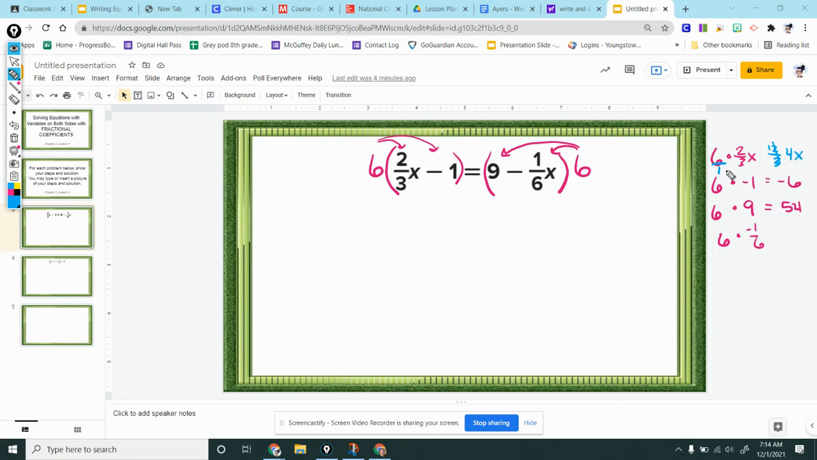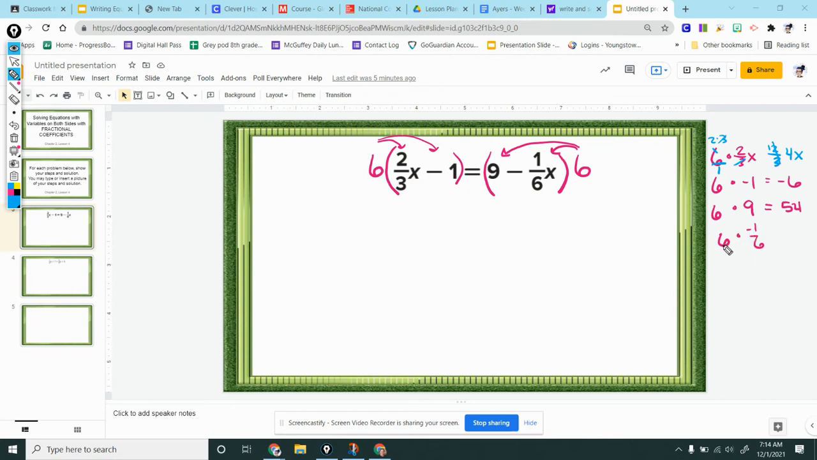Now, if you are clever and you knew that you could simplify before you multiply, you knew that 6 was 2 times 3, and you could simplify 3 divided by 3 as 1, then you could have just done 2 times 2 to get the 4x. That is fine. Same deal. 6 is being multiplied by the 1.